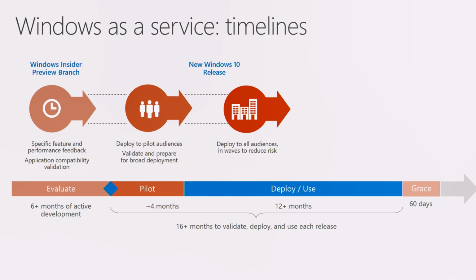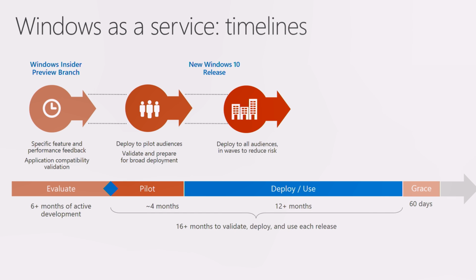The blue diamond you see is the point at which we declare current branch. This is the time when we are going to release it and then drive adoption with our consumer ecosystem. This is when we scale up from 5 million users to hundreds of millions of users. And this is where the enterprises start adopting the build. This is where the enterprises will start piloting the CB build.